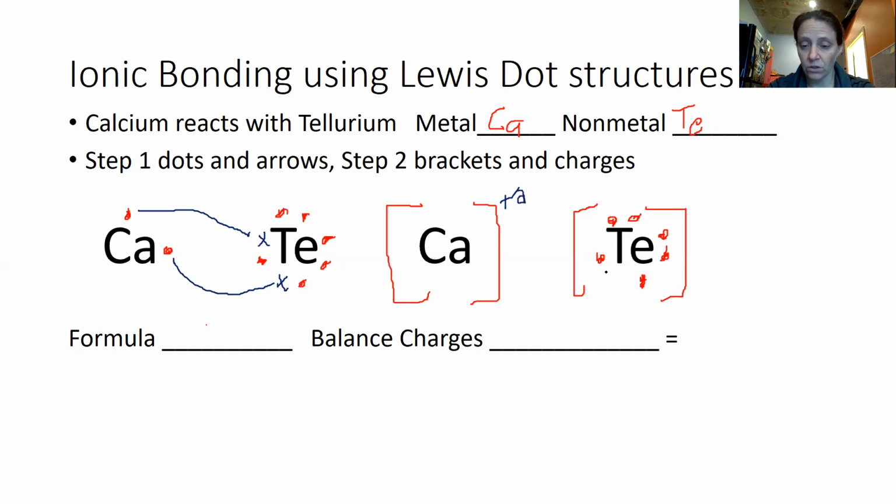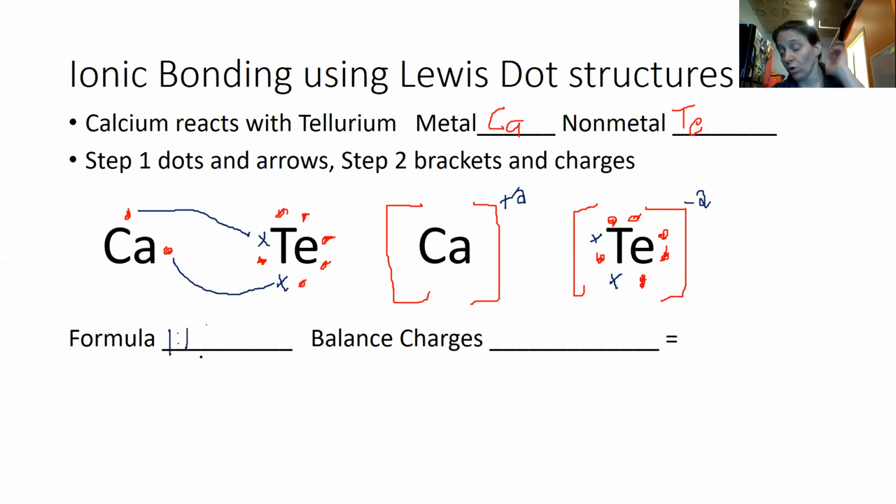Okay, and then we have tellurium. I'm going to make sure all of these transferred electrons are in the brackets. Okay, and then my charge on tellurium, it gained 2 electrons, so it's becoming even more negative. It's because electrons are negative, so that's how we're going to get a -2 charge. Okay, now my formula, it's going to be a 1-to-1 ratio. So I have 1 calcium to 1 tellurium.